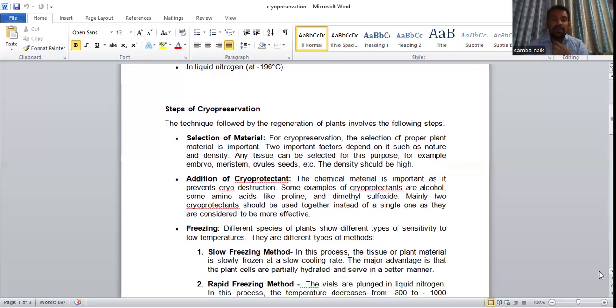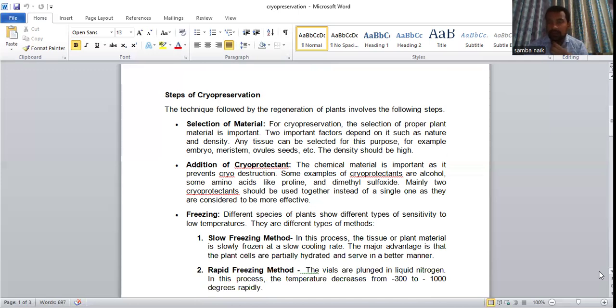The second one is addition of cryoprotectants. The first step, selection, is very important. The second is adding cryoprotectants. These chemical materials are important as they protect against cryo destruction. Some examples of cryoprotectants are alcohol, some amino acids like proline, and dimethyl sulfoxide. Mainly, two cryoprotectants should be used together instead of a single one, as they are considered to be more effective.